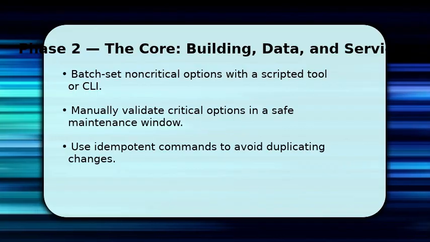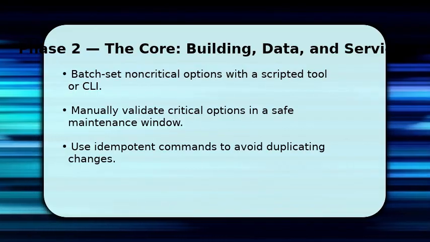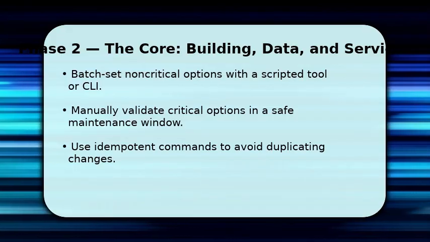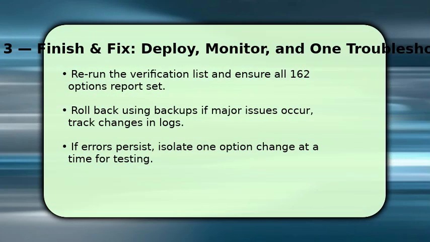Do not rush these. Use idempotent commands so repeated runs are safe, and include clear commenting in scripts to document why each option was set. Finish by rerunning the original listing to confirm all 162 options are set and match your baseline. This is your acceptance check.